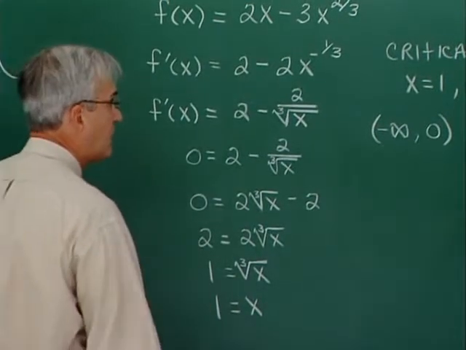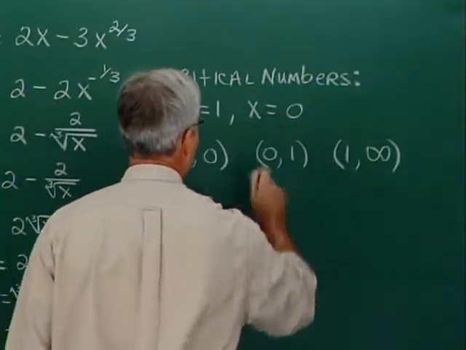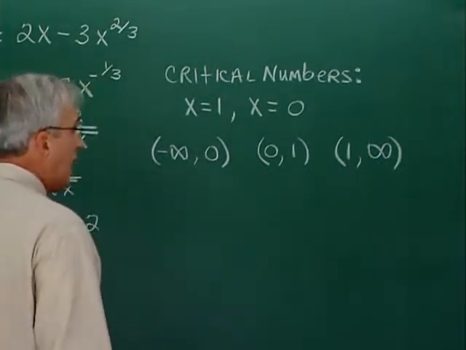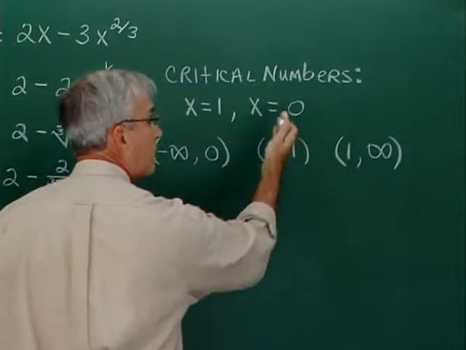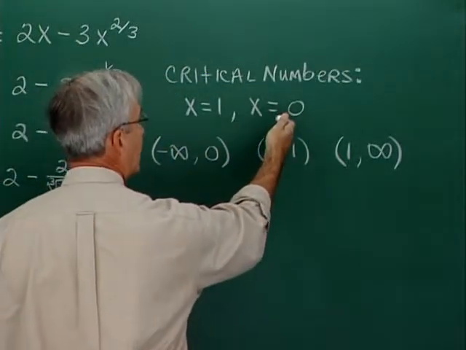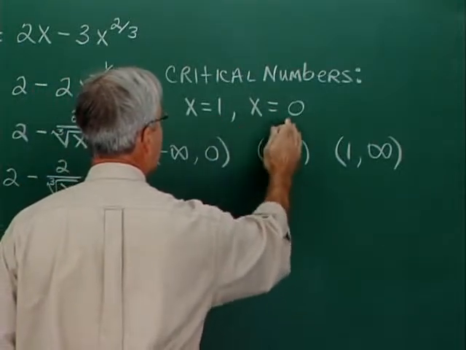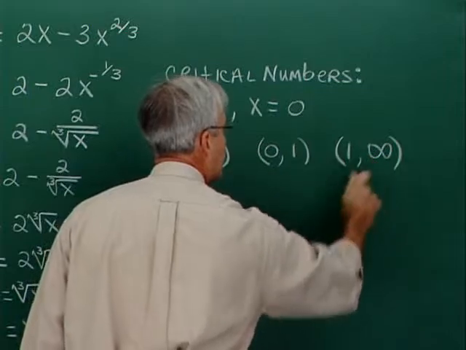So we go over to the side and we identify the critical numbers, x equals 1 and x equals 0. And then we subdivide our number line into intervals: from negative infinity to the smallest of the critical numbers, that's from negative infinity to 0, then between these two, 0 to 1, and then from 1 to infinity.